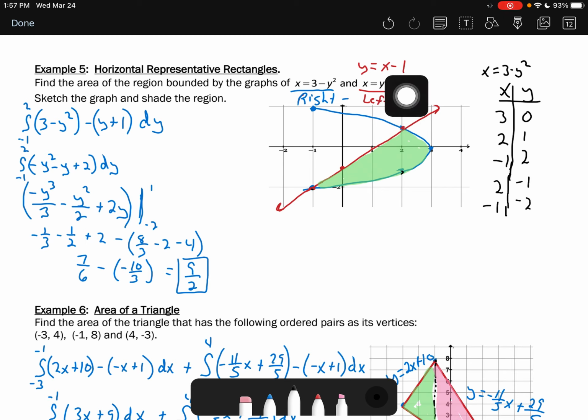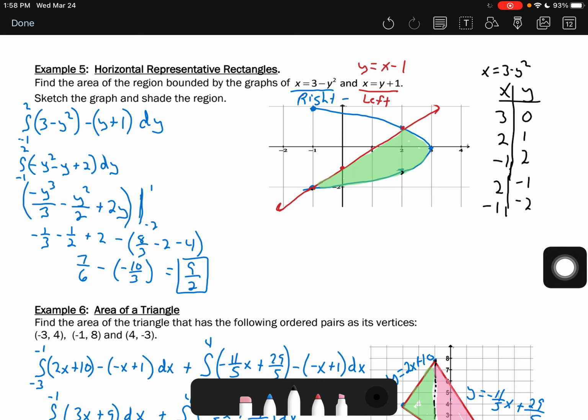Okay, and then my other equation is just linear, and for graphing purposes I changed that around and solved it for y, so I could see my y-intercept was negative 1 and that my slope is 1, and I just graphed that. Then I can see my intersection points are at 2, 1, and at negative 1, negative 2. So I've got those values that'll help me with my bounds as I set this up.